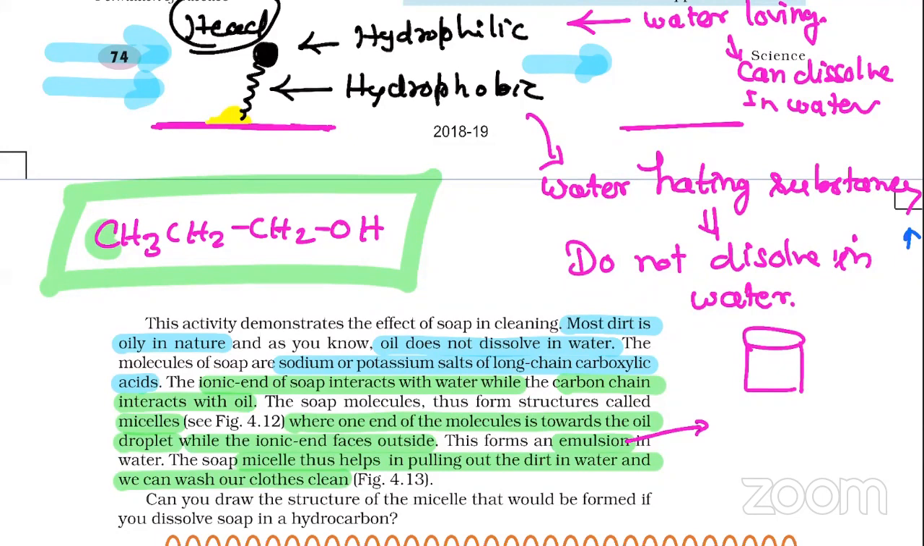Next question is, what is the nature of the tail in the soap? Is it hydrophobic or hydrophilic? What is the nature of the tail of the soap molecule? The answer is, the tail is hydrophobic.